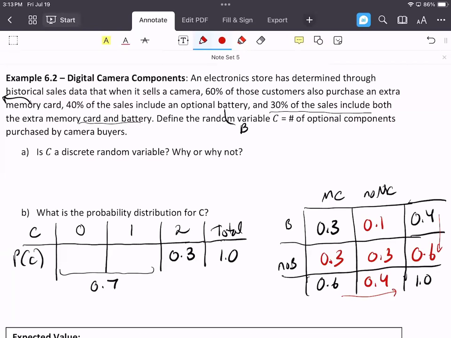Now, to complete this, it says, what's the probability that we buy 0? Well, we've got no battery and no memory card, and that's right here, 0.3. So that's this one right there. Now, do I need to do any further calculation? Well, the only thing I need to do is say, I know that this has to add across to 1, this probability distribution, so this has to be 0.4. And I could double check myself there. I could go to the memory card but no battery, and that's 0.3, plus battery and no memory card is 0.1. Add them together, and you get 0.4. And there you go.